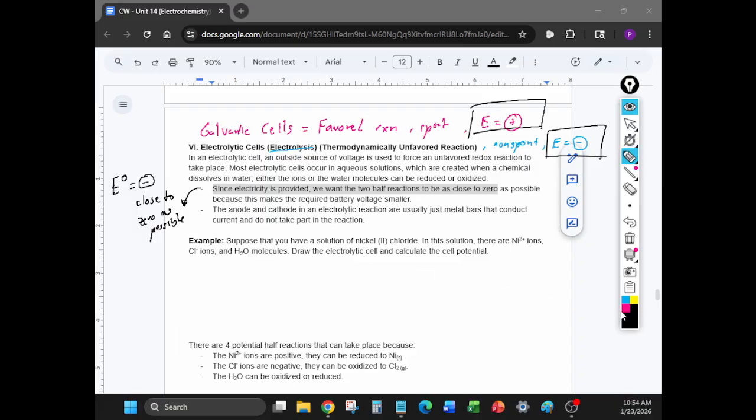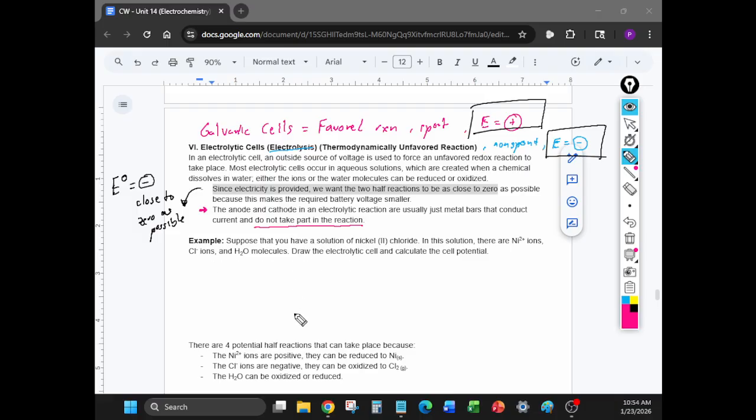Another difference is in a galvanic cell, remember how the anode and the cathode changed mass, right? One of them dissolved and one of them got bigger. Well, in an electrolytic cell, they just sit there and they conduct the electricity, but they do not take part in the reaction. So the anode and cathode in an electrolytic cell do not change in mass. One doesn't get bigger and one doesn't get smaller.